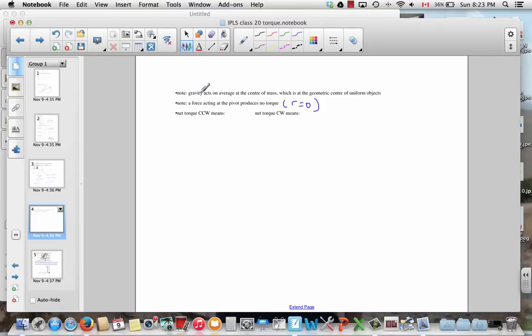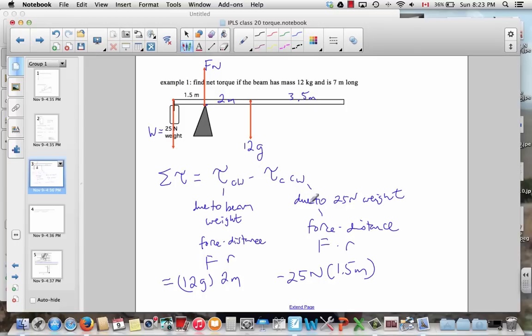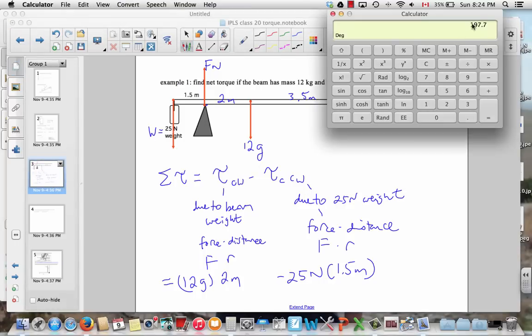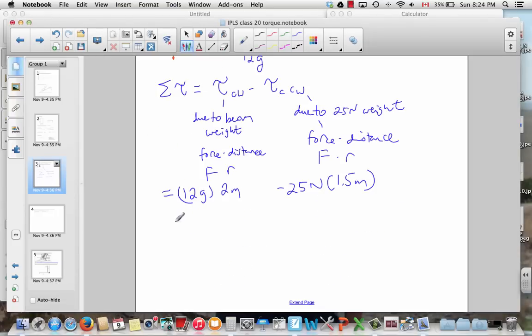And then we said here earlier that gravity acts on average at the center of mass, at the geometric center of uniform objects. So just flashing back to our calculation, we can churn out what that number is now. Okay, so I get 197.7 Newton meters of torque. And it's in the clockwise direction, because the clockwise torque was bigger here.